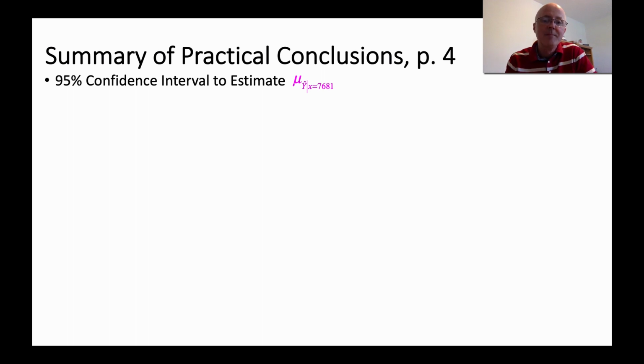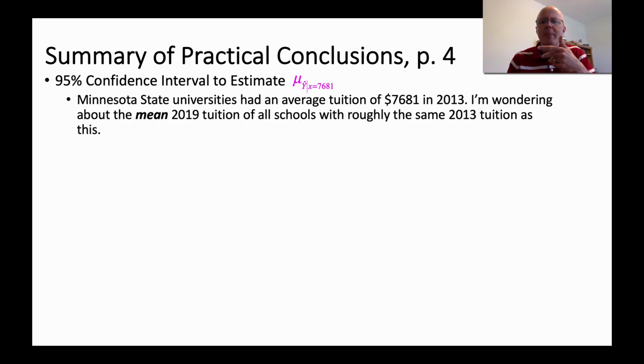I live in Minnesota. Back in 2013, these are, by the way, in-state tuition numbers. They're higher for out-of-state tuition. We're trying to estimate, among all schools, all universities, whose tuition in 2013 was roughly the same, okay? There may be no other school that has a 2013 tuition exactly the same as 7681, but roughly the same, say between 7650 and 7710 or something like that. What's the mean of all their 2019 tuitions? That's the practical interpretation of this.